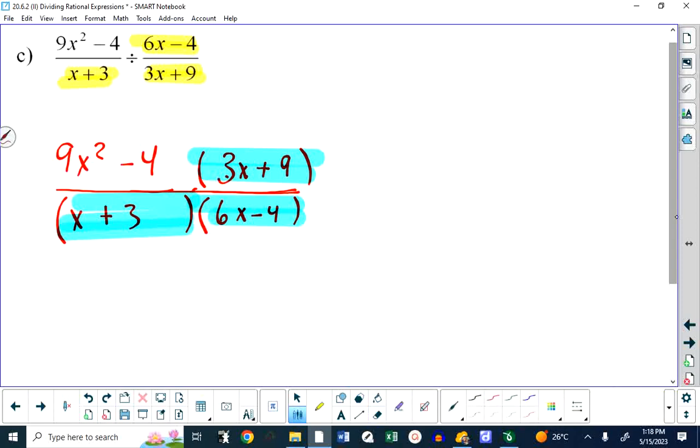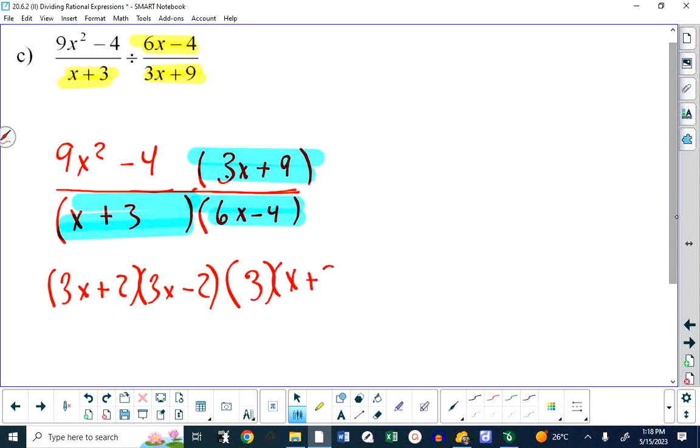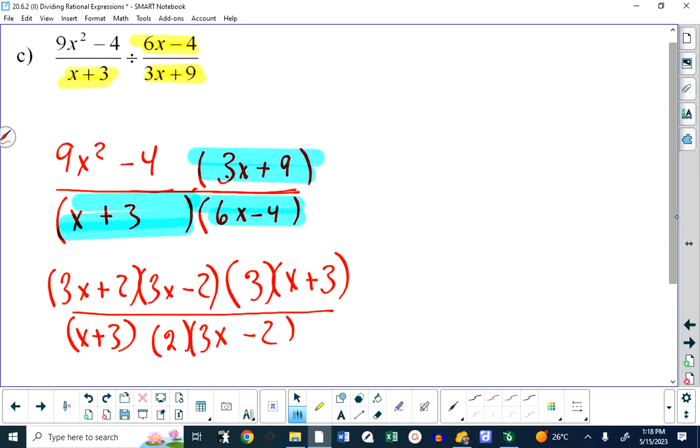We factor everything completely. What do we got here? Difference of squares, 3x plus 2, 3x minus 2. I can factor a 3 out of this, x plus 3, x plus 3. I can factor a 2 out of the 6x minus 4. And without a doubt, I prefer factoring, doing non-permissible values, and then flipping. Because already I'm starting to lose track of what is non-permissible, right? I really have to focus hard to keep track of it.